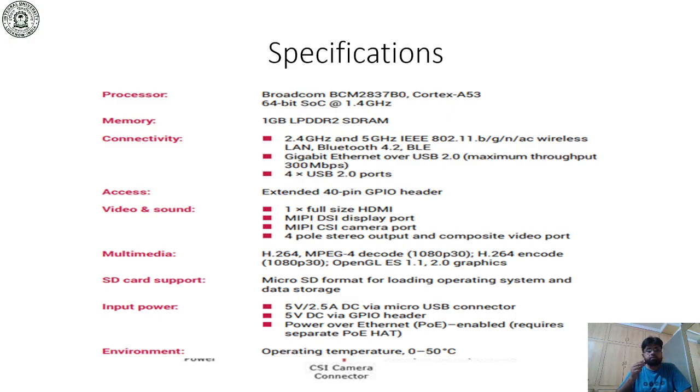SD card support, micro SD format for loading the operating system and data storage. So in the Raspberry Pi module, no internal secondary storage is given. So we will use an SD card where we can put our operating system, our data and files, and the slot is given in the Raspberry Pi module where we can insert that SD card.